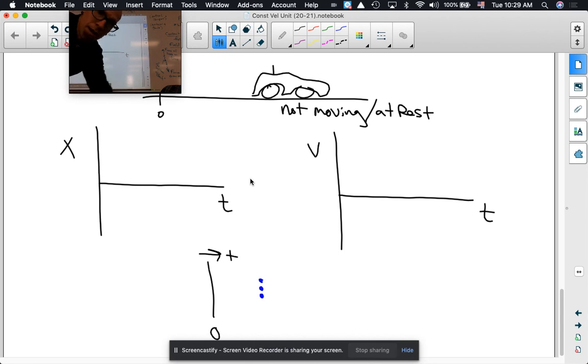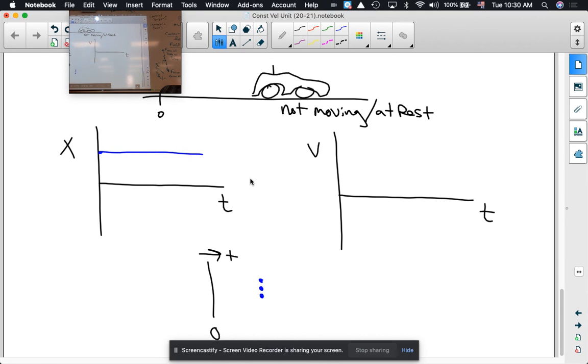Position time graph. Now, is there any velocity here? No, which means if there's no velocity, we can't have a what? Slope to our line. No slope. Does the buggy have a position? Yeah, a positive position. Where's that? Well, it's up here. Positive position is like up here somewhere. And the position doesn't change. Well, if the position doesn't change, then what does that line look like?